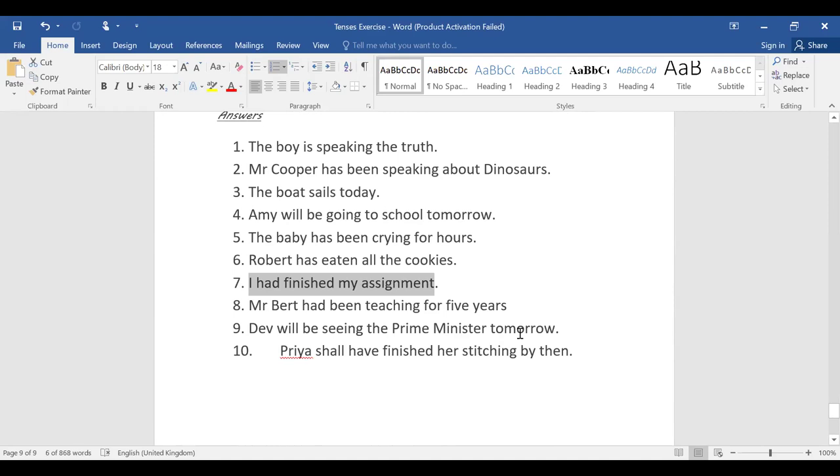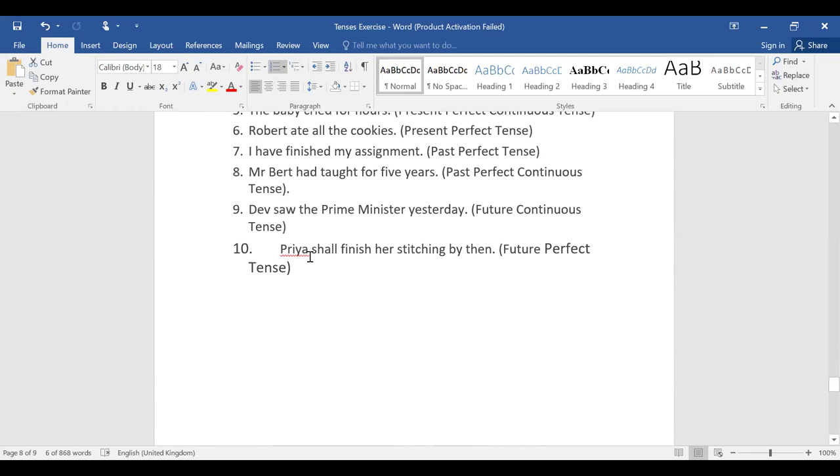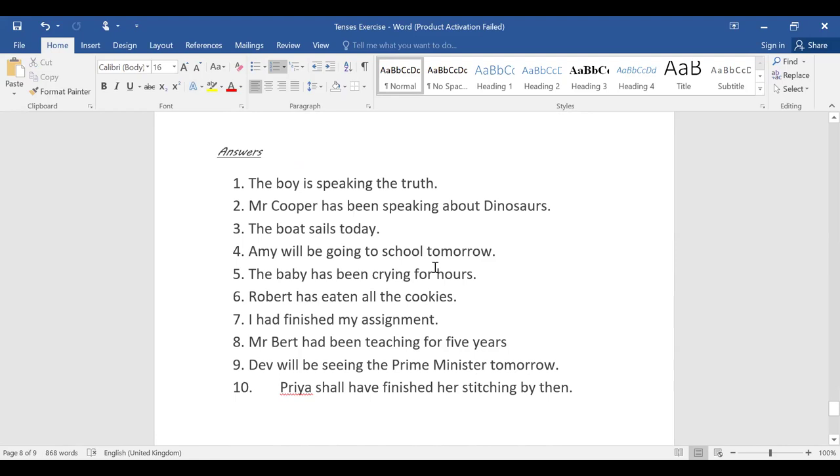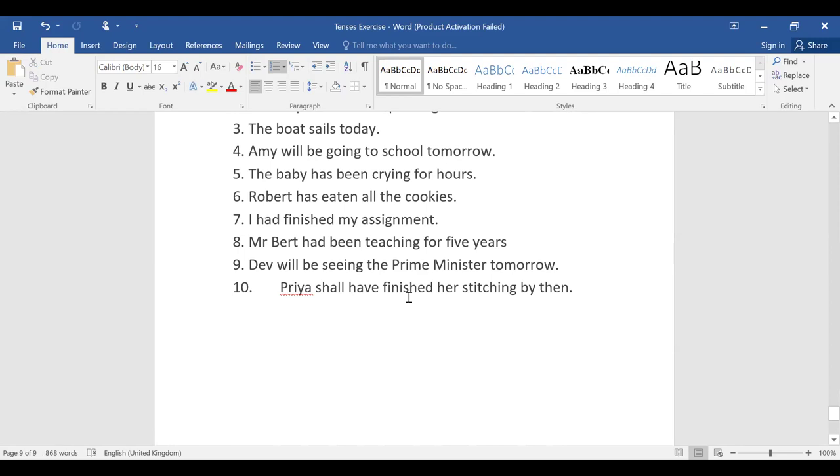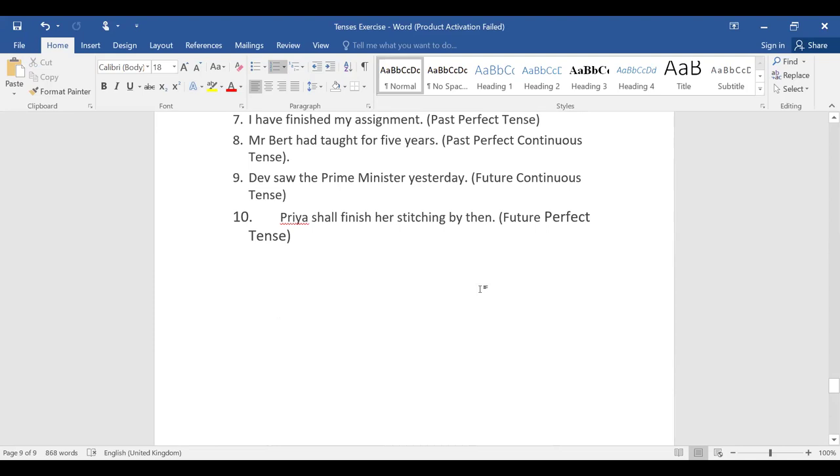Good. Then the final one, Priya shall finish her stitching by then. Shall finish. Finish is the verb. Shall makes it future perfect. Future perfect. Priya shall have finished her stitching by then. Okay, it says what? Tomorrow. Oh, by then. Priya shall have finished her stitching by then.